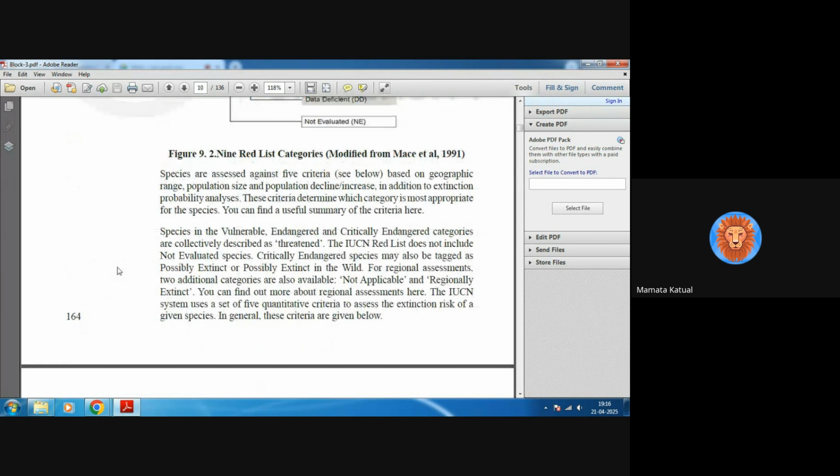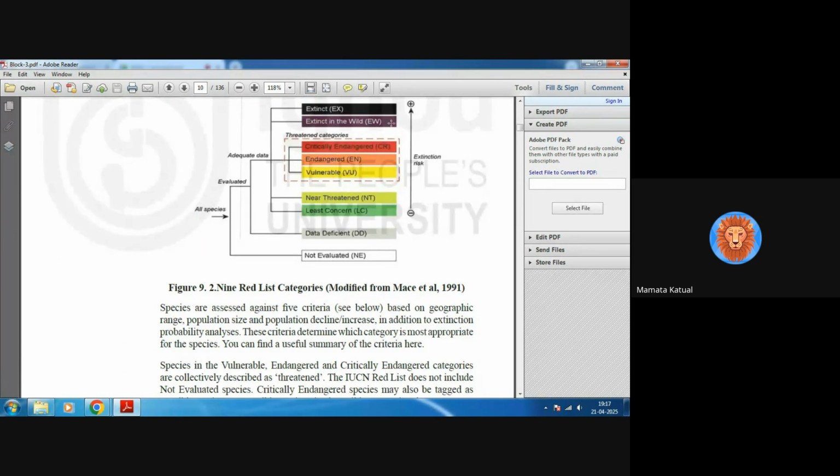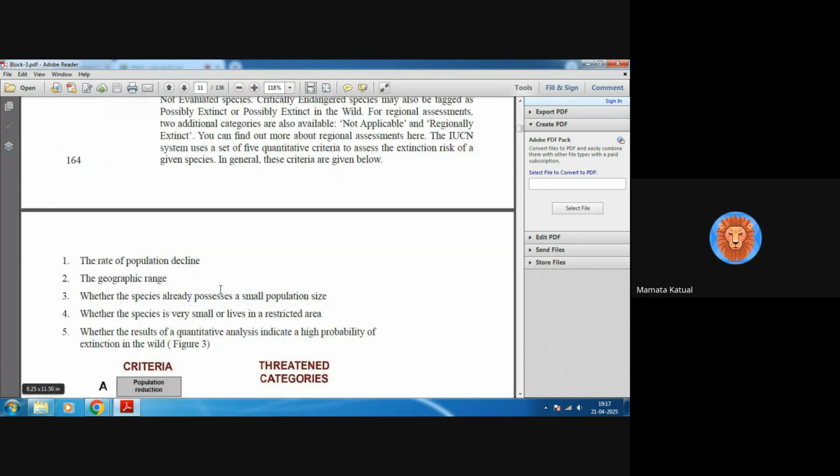So these criteria will determine the category. If we study these criteria, then the IUCN will place the species in one of the categories. So it may place it in near threatened, or critically endangered, or it may be in least concern. So first we have to study these 5 criteria.